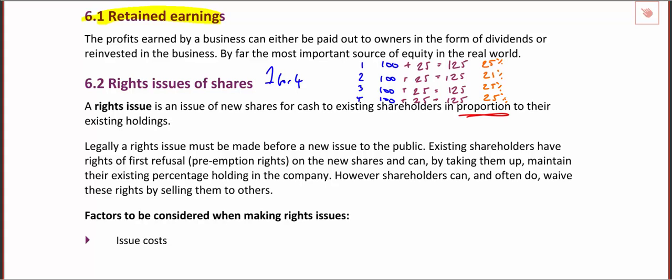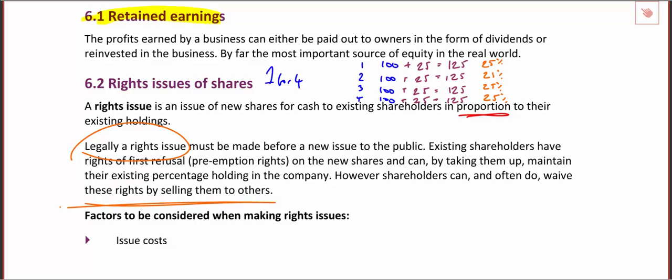Because of that then, you have to legally make a rights issue before you issue new shares to the public, or a new issue to the public. And this means that all shareholders have the rights of first refusal on the new shares. So as long as they've got the money to buy them, they can then maintain their control. Often though, shareholders won't have the money or will choose not to, and they can waive those rights and they can sell them to others instead.